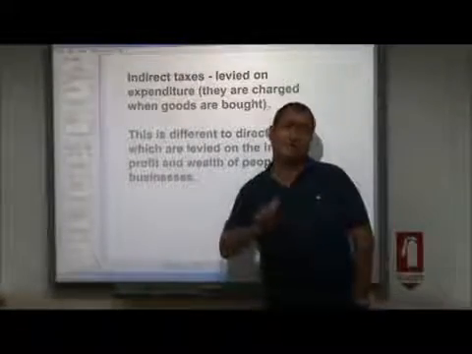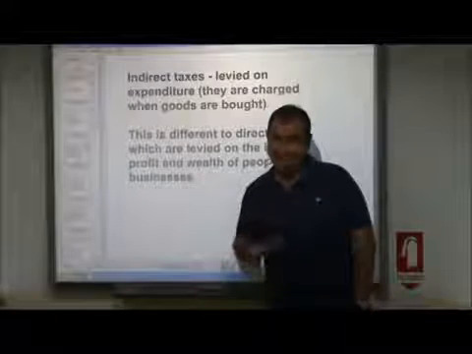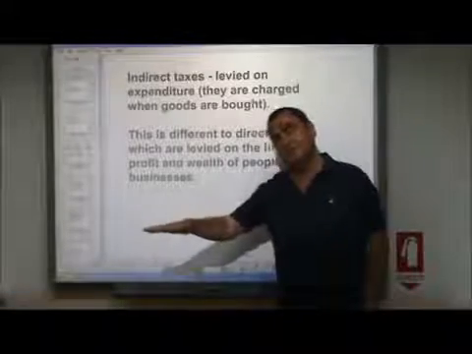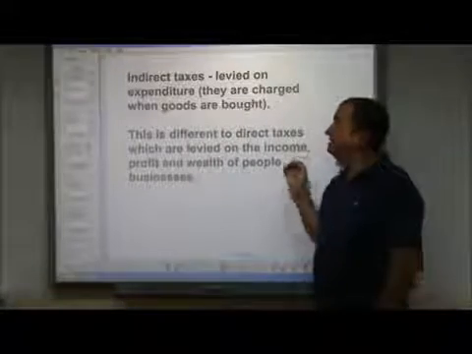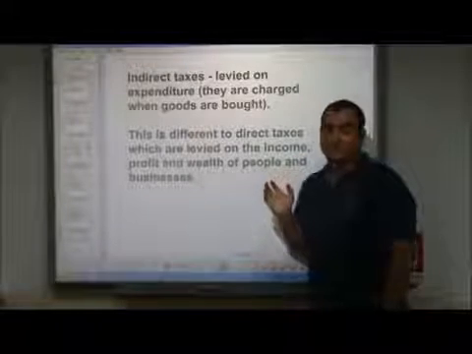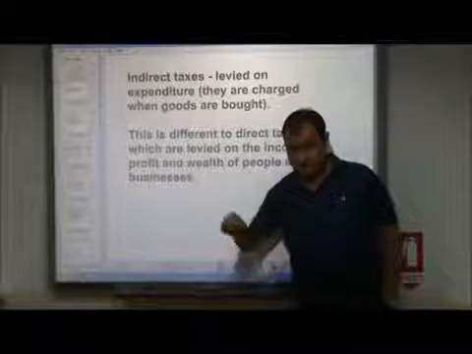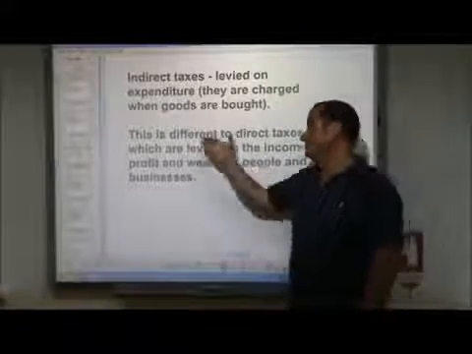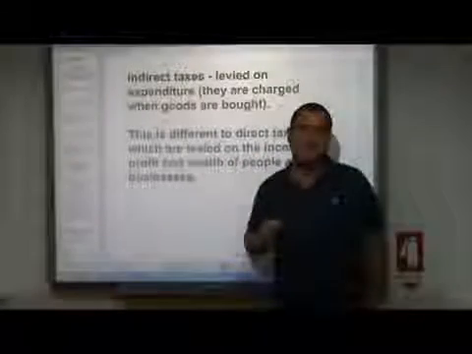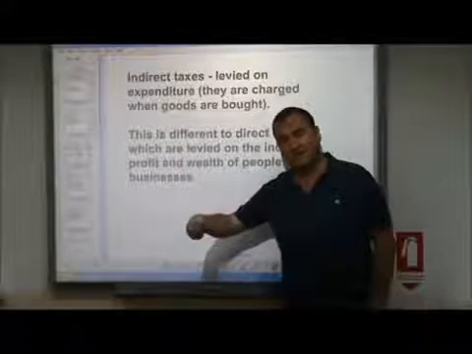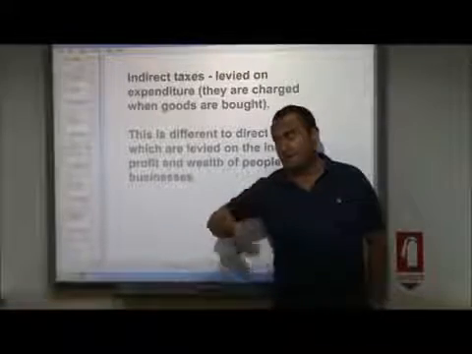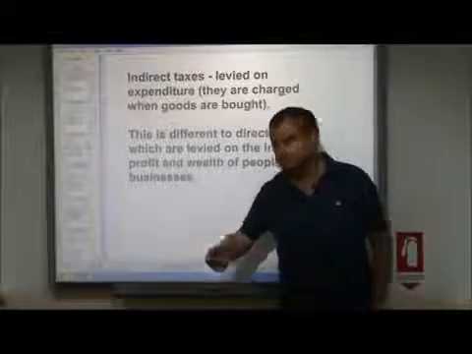and we're only interested in looking at indirect taxes at the moment. So let's be sure we understand what an indirect tax is compared to a direct tax. Indirect taxes are levied on expenditure. That means that they are charged when goods are bought. Okay, the tax is paid when the good is bought. Whereas that's different to direct taxes, which are levied on the income or the profit or the wealth of people and businesses. So not at the point of exchange. We're only interested in indirect taxes, taxes that are paid when an economic transaction takes place and something is bought.